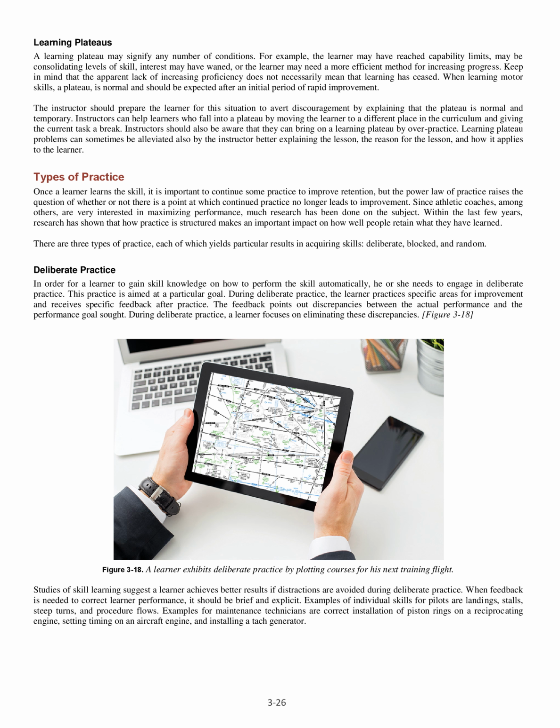Figure 3.18. Studies of skill learning suggest a learner achieves better results if distractions are avoided during deliberate practice. When feedback is needed to correct learner performance, it should be brief and explicit. Examples of individual skills for pilots are landings, stalls, steep turns, and procedure flows. Examples for maintenance technicians are correct installation of piston rings on a reciprocating engine, setting timing on an aircraft engine, and installing a torque generator.